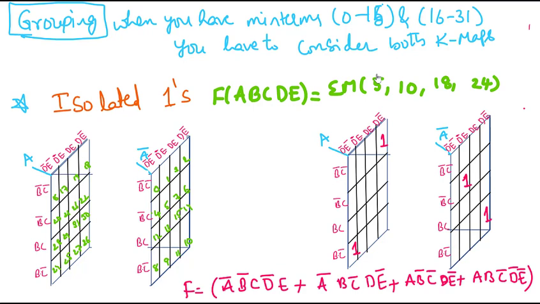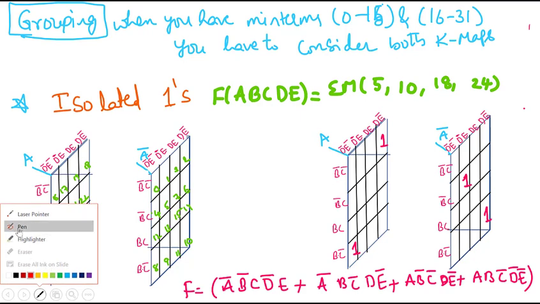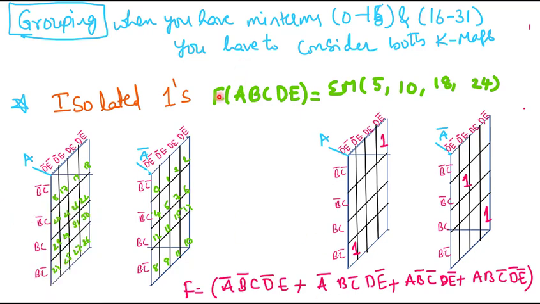So let's take a simple example. Let's take a function f which has minterms of 5, 10, 18 and 24. I'm going to fill my 5 here and 10. So this is my 5 and this is my 10, this is my 18 and this is my 24, as per the minterm numbers from the reference diagram.